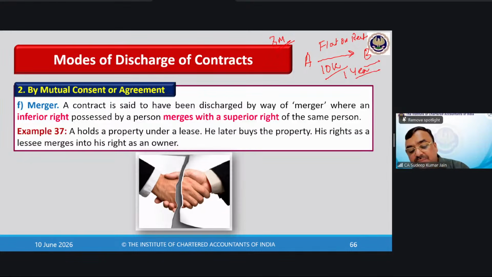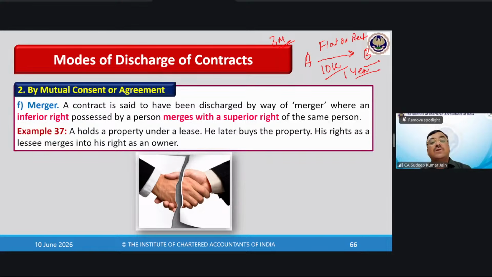Because B becomes the owner, he need not pay the rent to Mr. A. So this contract is discharged. This contract is discharged by merging of the inferior right into the superior right. B was holding the house as a tenant. Now he becomes the owner. The original contract is discharged, so in that case, he need not pay the rent.